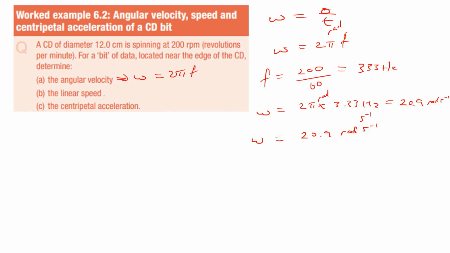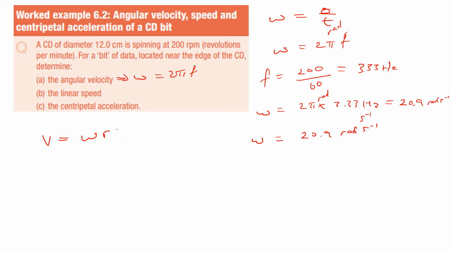Now, they want us to find the linear speed. You have to think back as to what the linear speed is. So the linear speed v is equal to angular velocity times r, where r is the radius. So this is the equation that links both linear speed and angular velocity. You can only use this whenever you know all of this information.